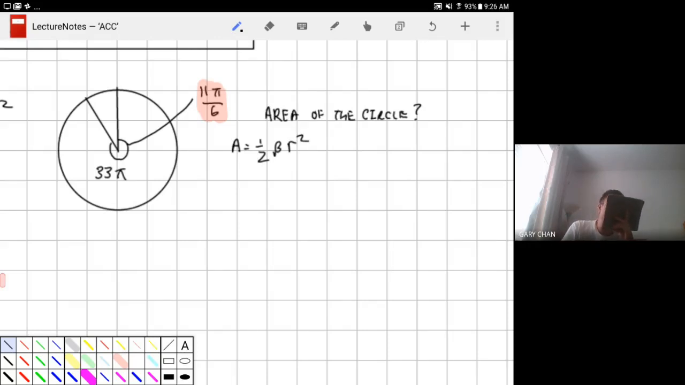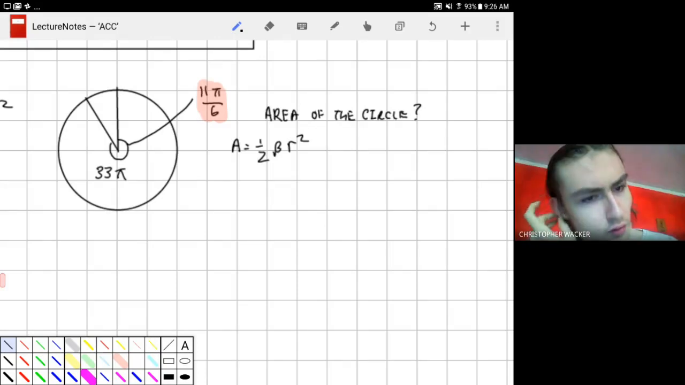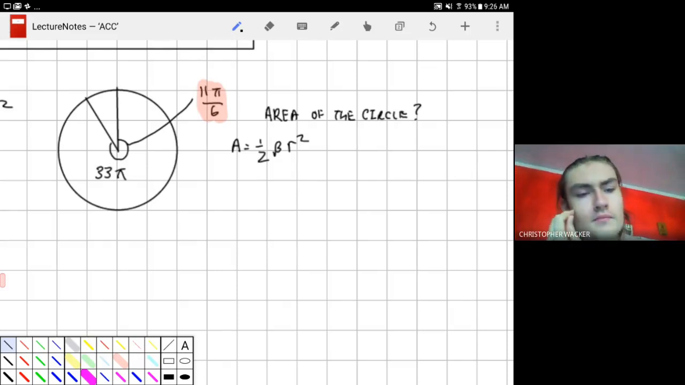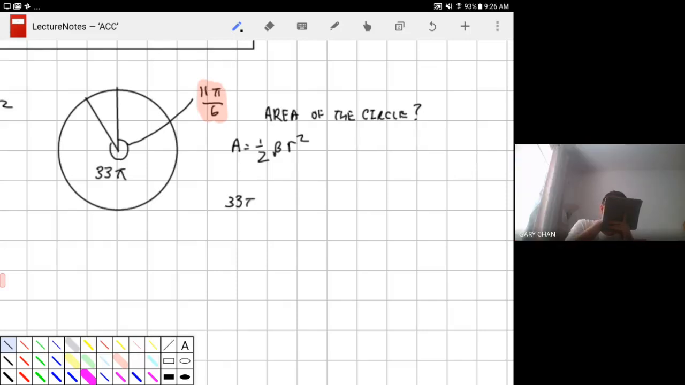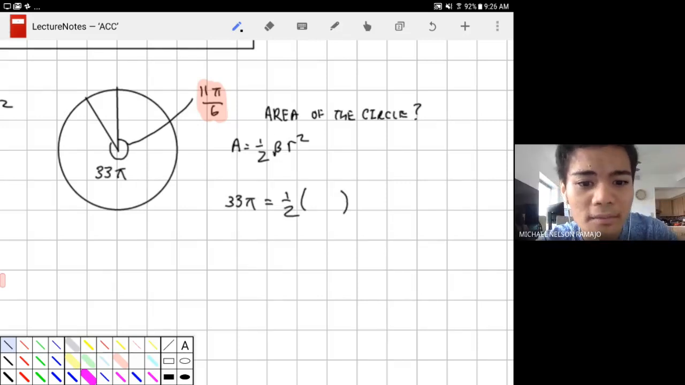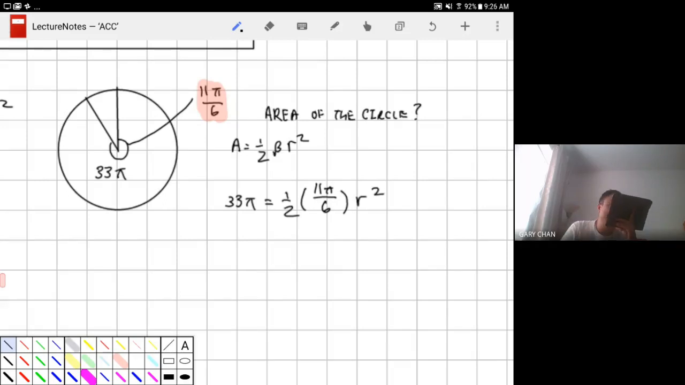What am I going to replace A with? Maybe Chris, can you tell us? What are we going to replace A with? 33 pi. There you go. Michael, what are we going to replace beta with? 11 pi over 6. And we're going to figure out what r is from this, and that is the only unknown that we have in this equation at the moment.